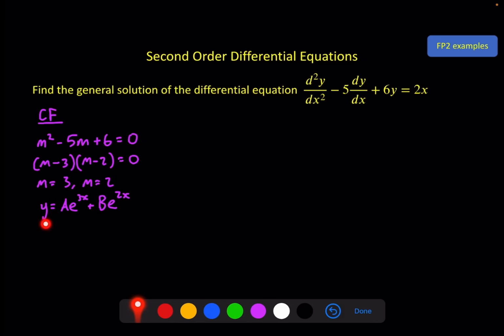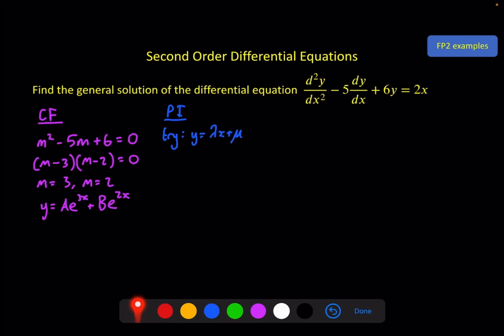This is not the final y. Now we need the particular integral. So I'll use y again, but now y is specifically for the particular integral. Here, on the right-hand side, I've got a linear expression. So the particular integral that I'm going to try, and I'll write try here because this doesn't always work. We'll talk about that for the final example. I'm going to try y equals lambda x plus mu.